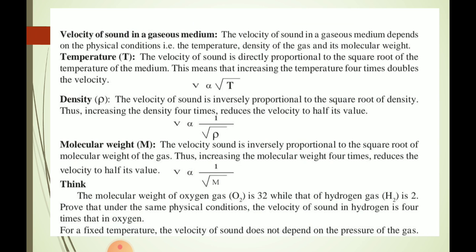Molecular weight, the weight of the molecule of that substance, if it is increased 4 times, then what will happen? Naturally the velocity also will be decreased to half. So naturally if the molecules become heavy, then naturally it will get less momentum at the beginning. Okay, so here now they have given one example: the molecular weight of oxygen is 32, while that of hydrogen is 2. Then whose molecular weight is more?